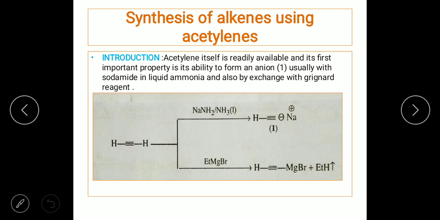Acetylene itself is readily available, and its first important property is its ability to form an anion 1, usually with sodamide in liquid ammonia, and also by exchange with Grignard reagent. Sodamide is a very strong base which is used in organic reactions for the deprotonation of terminal alkynes.